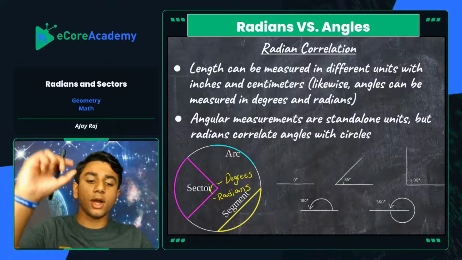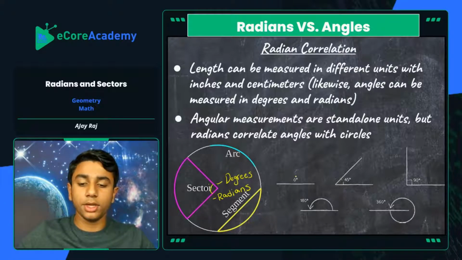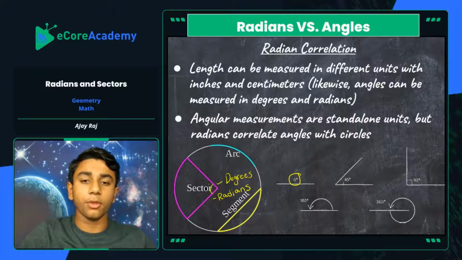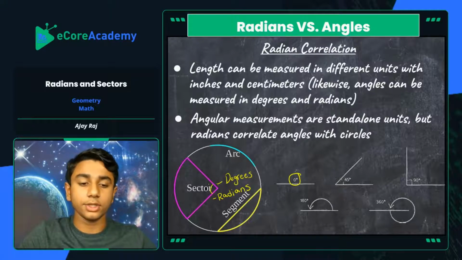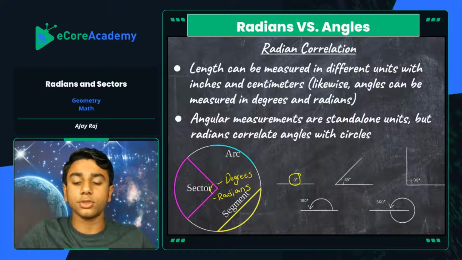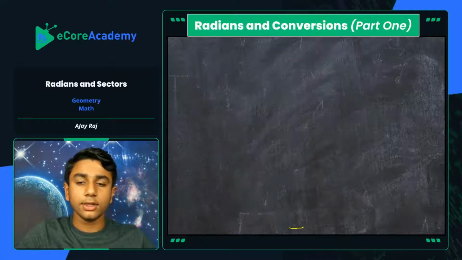Radians do not have symbols such as the degree symbol, which is a little raised small 0 at the top, as shown here. But radians do not have symbols. They're just going to be your plain numeric value. And of course, they have a correlation with pi because they have to do with the circle. So let's move on. Let's look at radians and conversions, part 1.